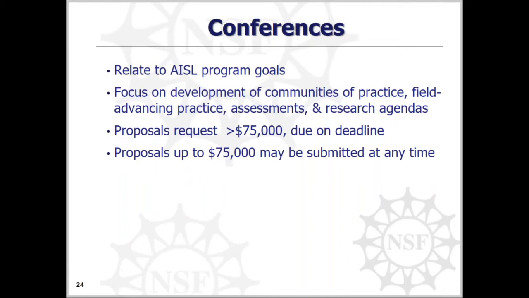Note, the reason why we have made a distinction between those greater than $75,000 and those that are less than $75,000 is we know that we have limited funds. We want to consider all major investments, such as proposals over $75K, all at one time. At the same time, we have found that there are some small proposals that are timely, and we want to be able to be responsive to that. So there doesn't seem to be any advantage or disadvantage to when you submit a smaller proposal. Do it when it makes sense to you.